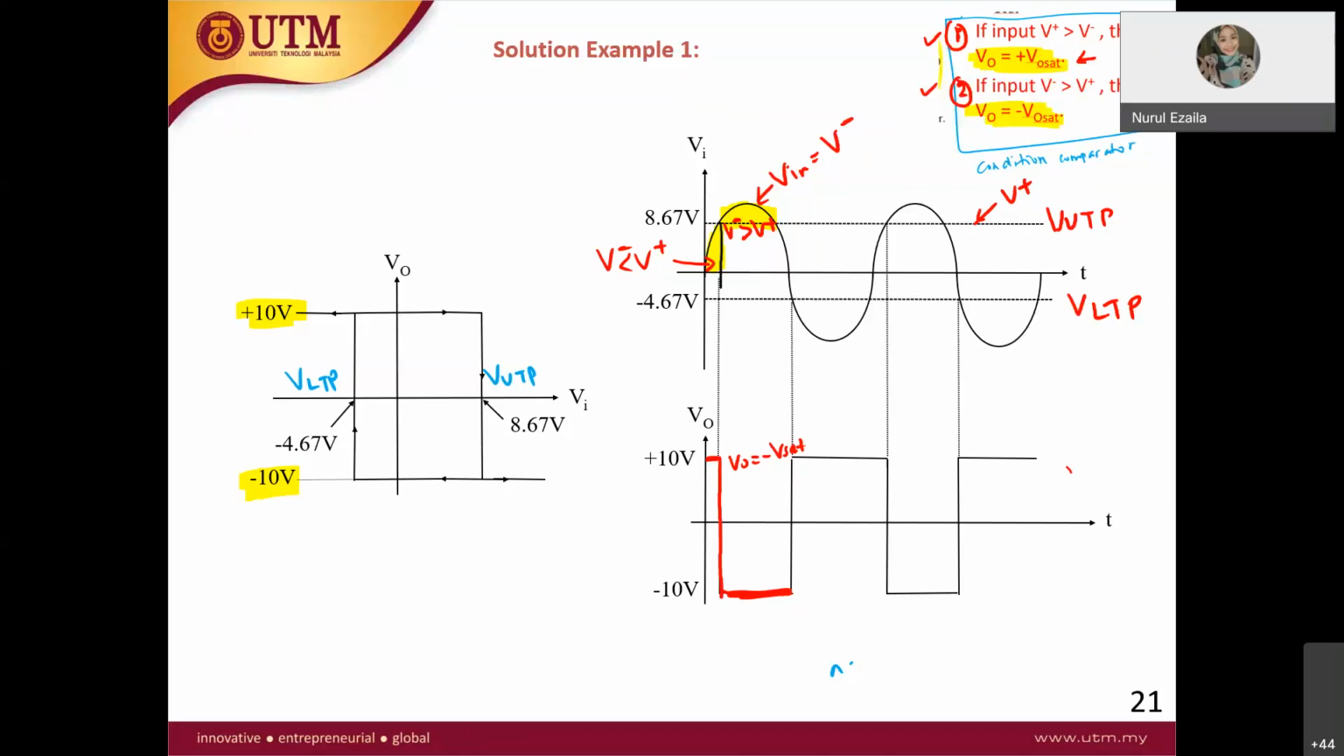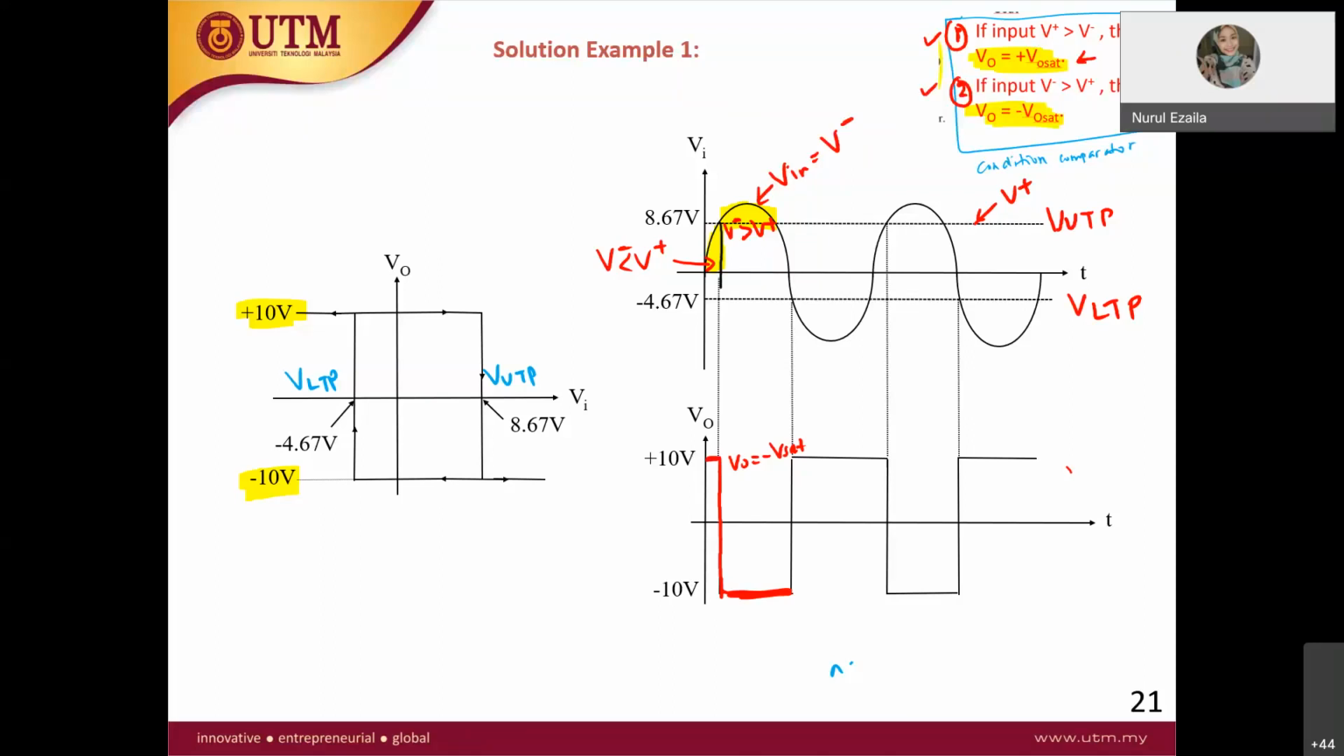Can you do it on your own? Okay, one by one. Is it okay? Yes, Doctor. Okay, thank you everyone. So I think that's it for the Schmitt trigger and also the comparator. I hope you try this.